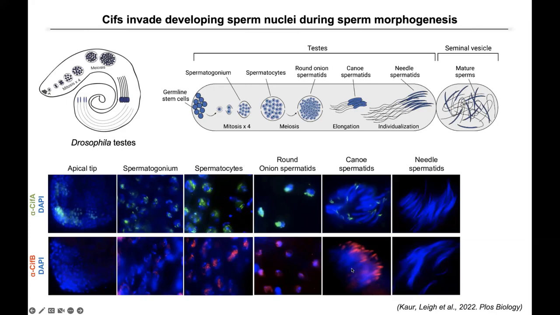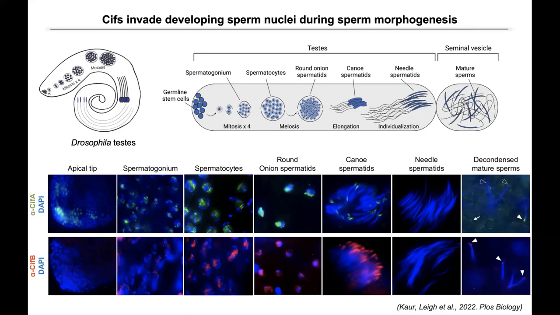Now, looking at the needle spermatids, which are super condensed, we could not see signals of either CIF-A or CIF-B. It was because these nuclei are so condensed in their chromatin organization that antibodies are not able to penetrate. So in order to see where CIFs are at this stage, we need to decondense these mature sperm, meaning that you are reducing the bonds in them to decondense them. After decondensation, we found that CIF-A was hardly in any of the mature nuclei heads. It was mainly on the tails of the sperm. CIF-B was present in the tip of all of the mature sperm heads, and it's not on the tail.